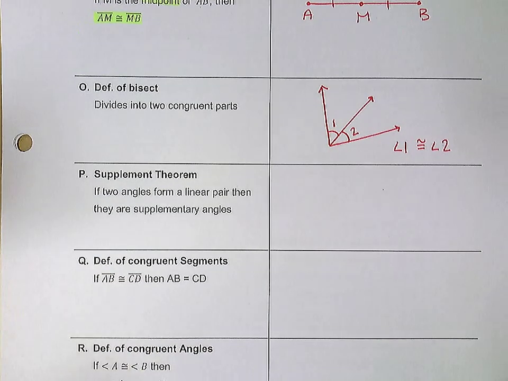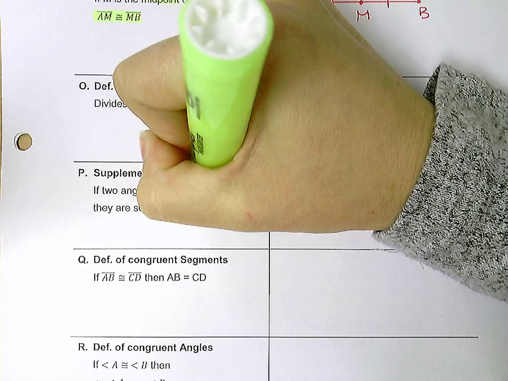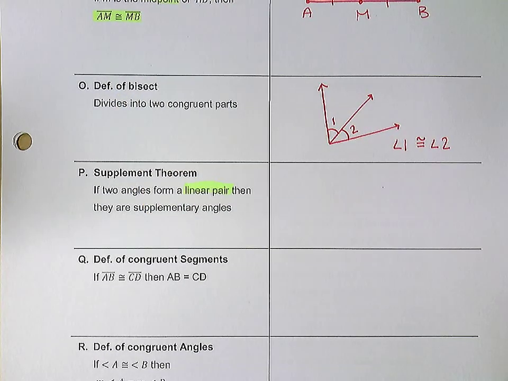Next is the supplement theorem. The key word for the supplement theorem is linear pair. I'm going to start highlighting stuff, so if you have a highlighter, you should use it. So the supplement theorem is: if two angles form a linear pair, then they are supplementary angles.